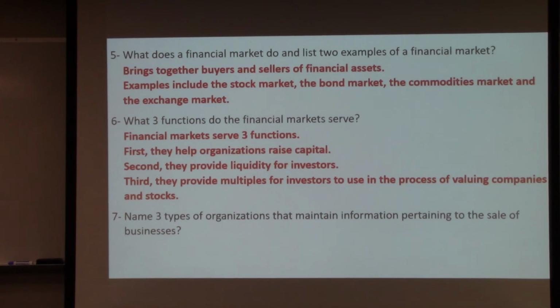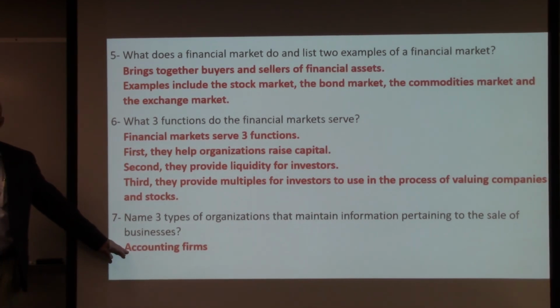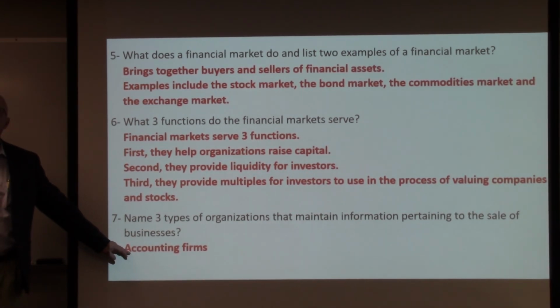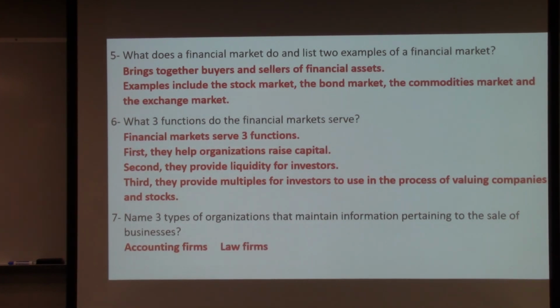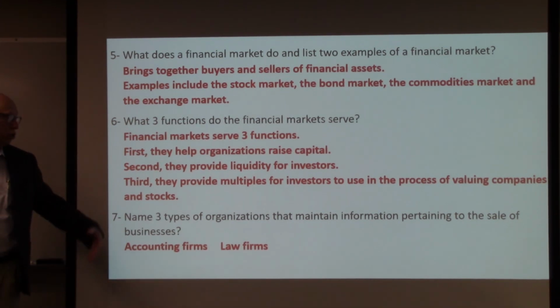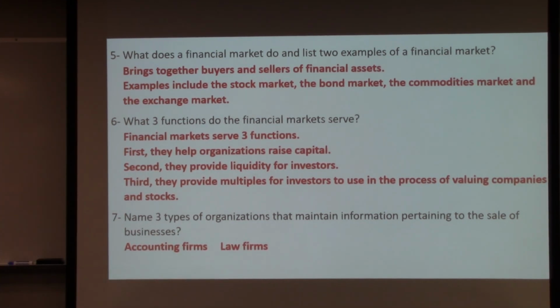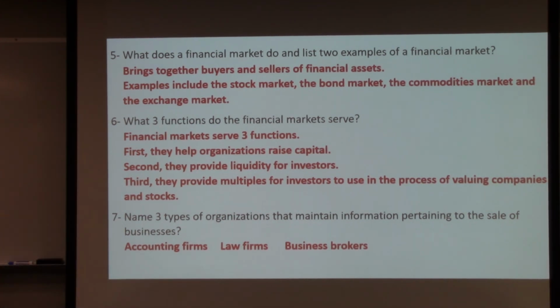Name 3 types of organizations that maintain information pertaining to the sale of businesses. Where can you get it? Accounting firms are involved. Accounting firms advise their customers on mergers and acquisitions, and they maintain information on transactions that are done. Law firms advise their clients on mergers and acquisitions, and they maintain data on transactions that were done. Business brokers advise their clients on mergers and acquisitions, and they maintain data on transactions that are done.